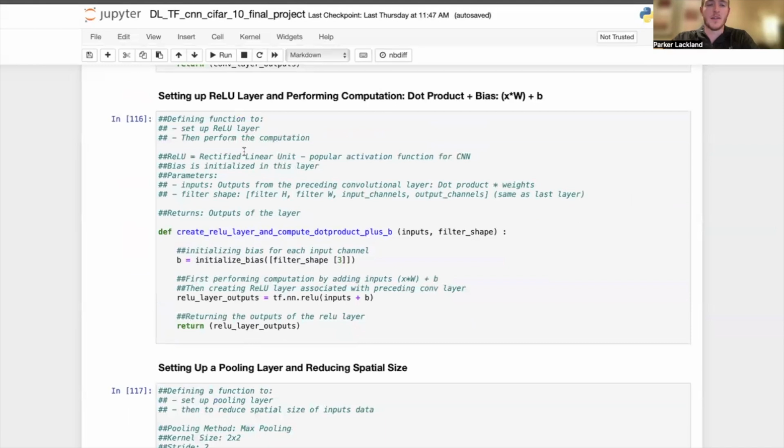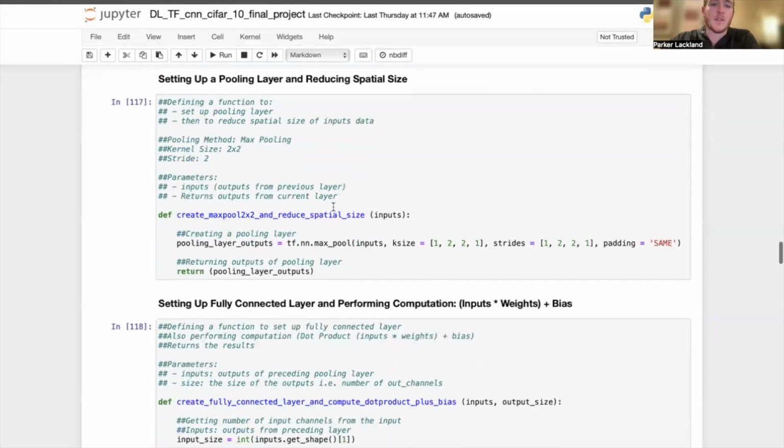Then you see that we set up a ReLU layer. The ReLU activation function is used for our model. And then the dot product would be computed off of that. We set up pooling layers to help reduce some of the spatial size, which we'll get more into a little bit later. You can see that the strides were used also, a stride of 1 and padding of the same.